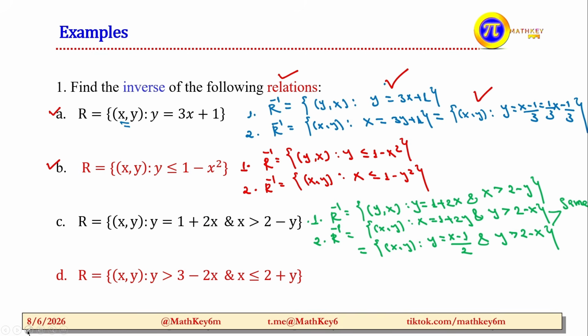The next one, C, is completed. The next is D. How can we solve D? As we did before, here we have the relation R = {(x, y) : y > 3 − 2x, and x ≤ 1 + y}.